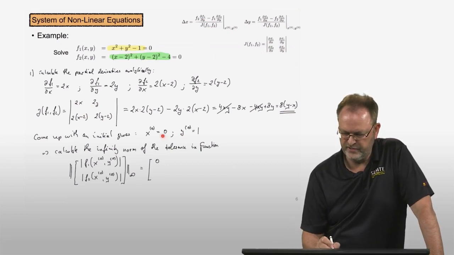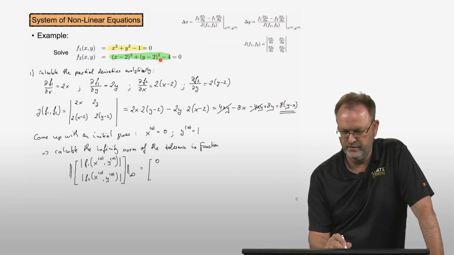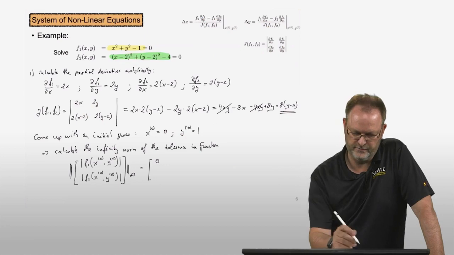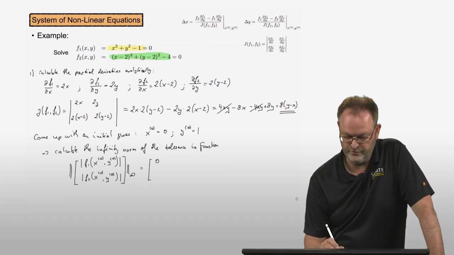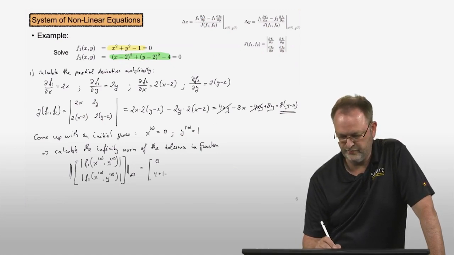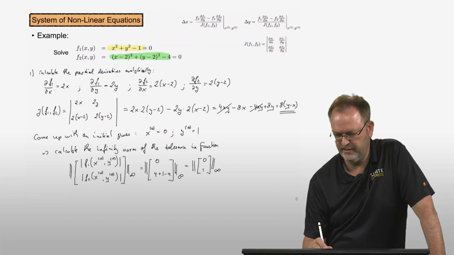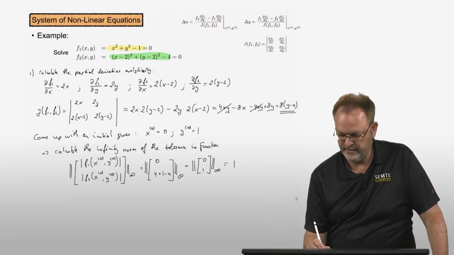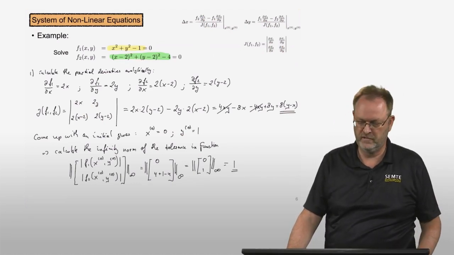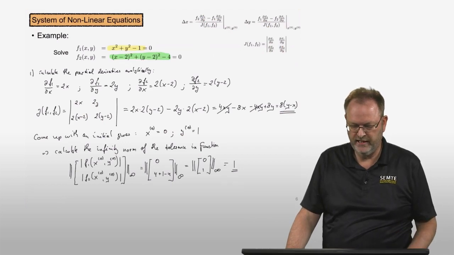And if I plug the values of 0 and 1 into my second equation here, F2, I get 0 minus 2 squared, so that's 4. And then we have plus 1 minus 2, which is negative 1, squared is plus 1. And then minus 4. And I'm taking the infinity norm of this. So that means it's the infinity norm of the vector 0, 1. And the infinity norm is the largest absolute value. So here the infinity norm of the tolerance in function would be 1. That's the value for my initial guess 0, 1.